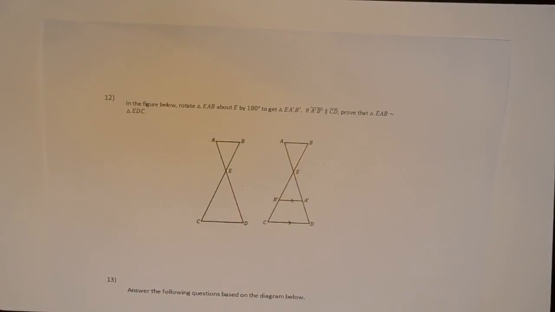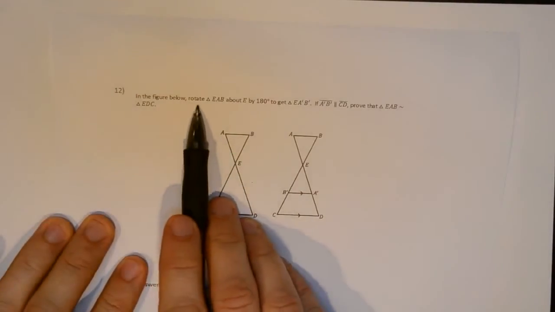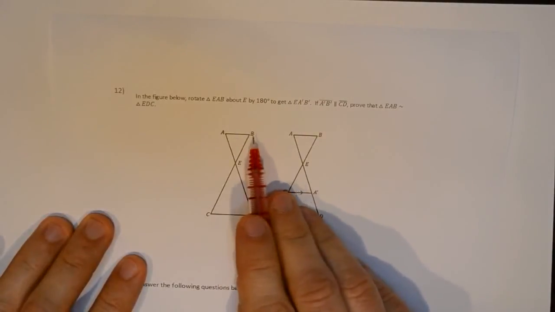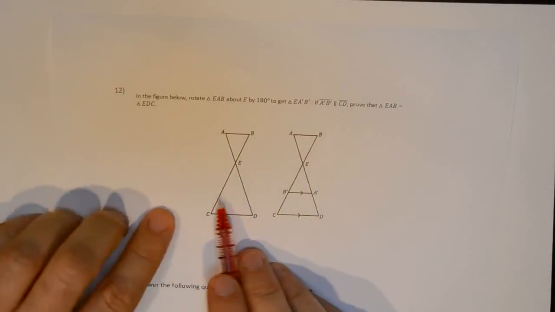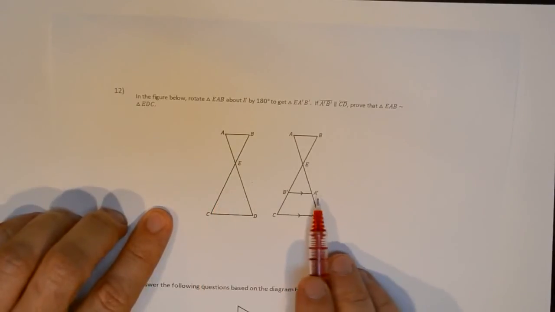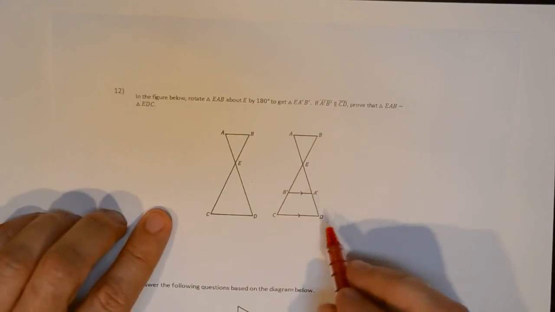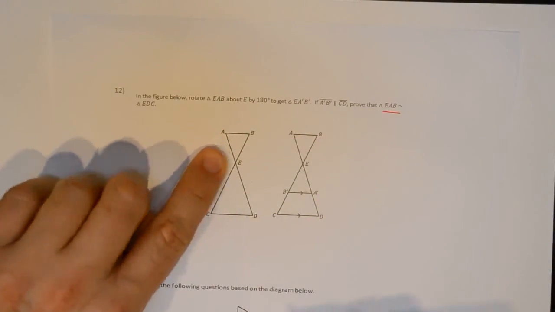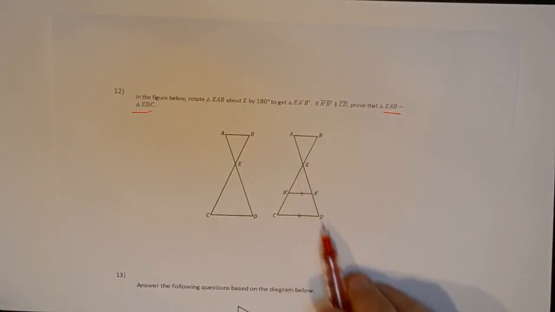Okay, so in number 12 here, we have a figure where it says if you rotate EAB about E by 180 degrees, so EAB is going to be rotated around point E, that means E won't change, and AB is going to end up down here at A prime, B prime. And we're told that these are parallel, A prime, B prime, and CD. We want to prove that EAB, that's the original triangle, is similar to EDC, that's this larger secondary triangle.